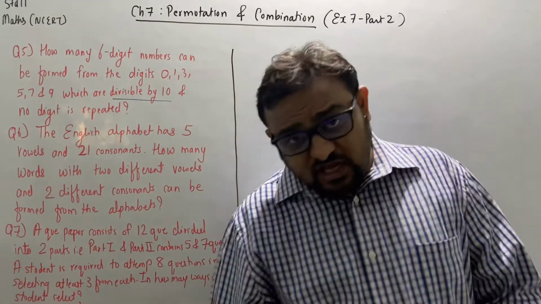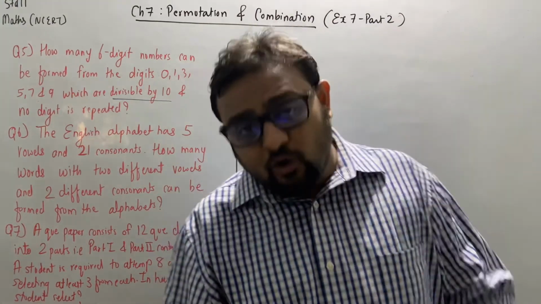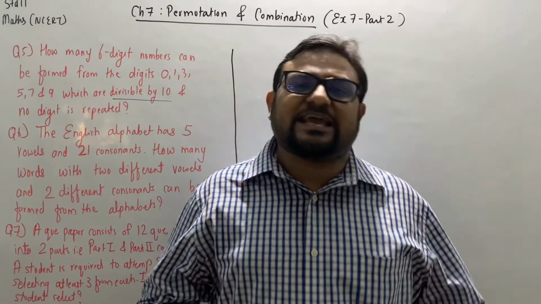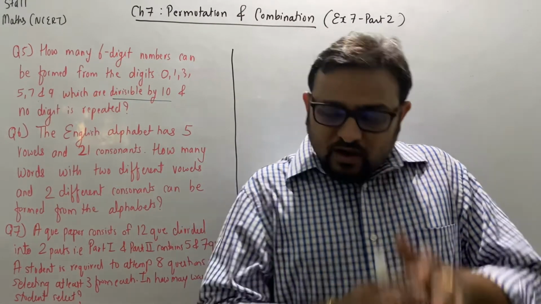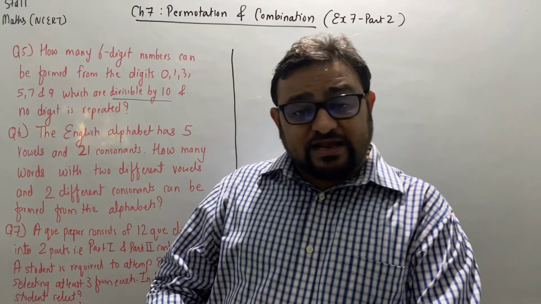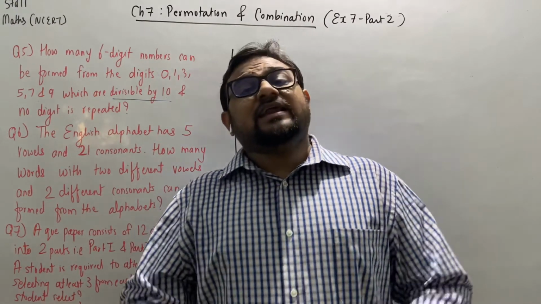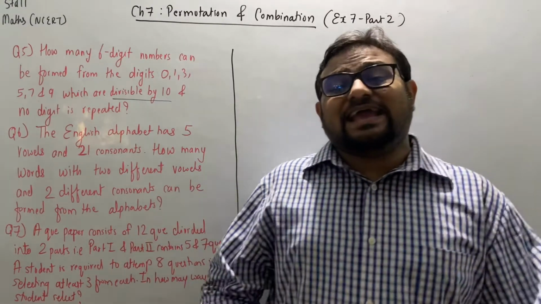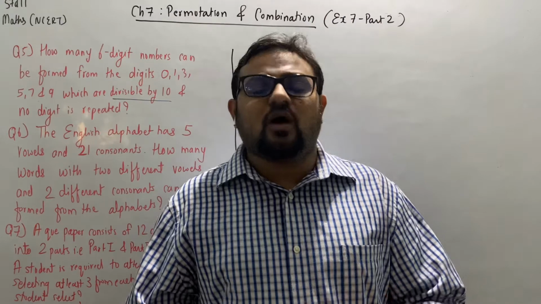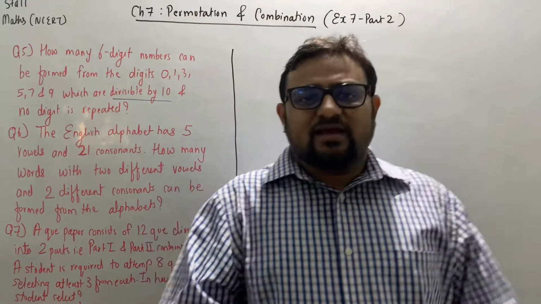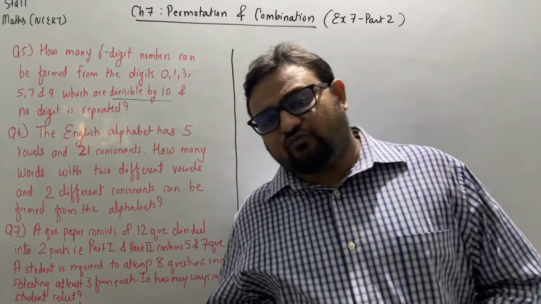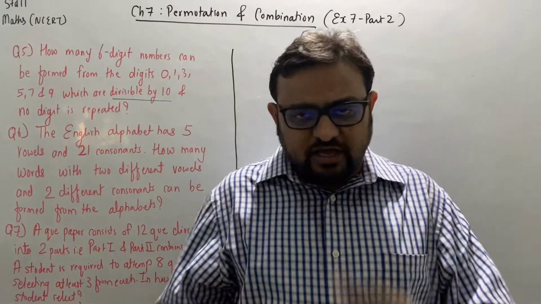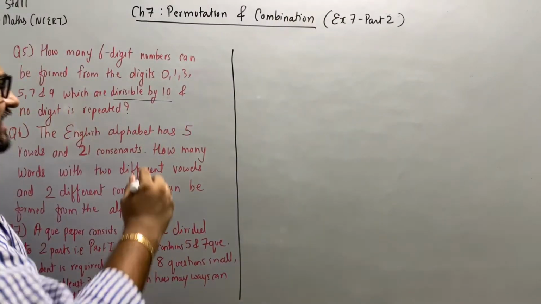So first, we will find out in how many ways two vowels and two consonants can be selected. Once the selection process is completed, then we'll find out in how many ways those two consonants and two vowels can be arranged to form a word with or without meaning, right? Then we will multiply both for selection and for arrangement, means combination and permutation.